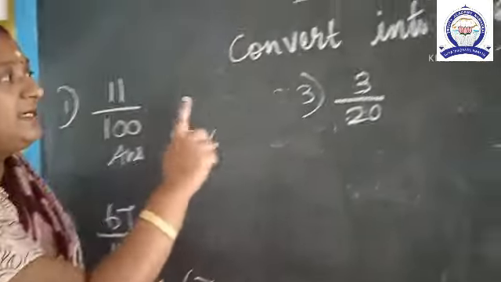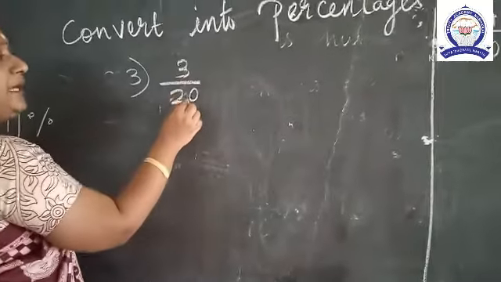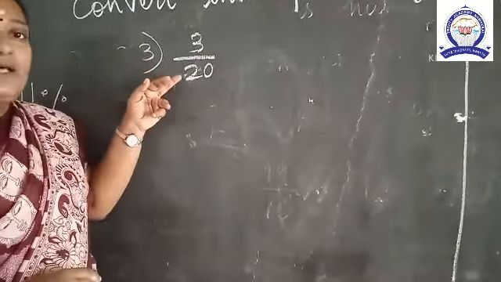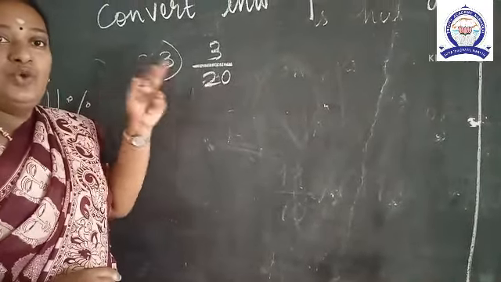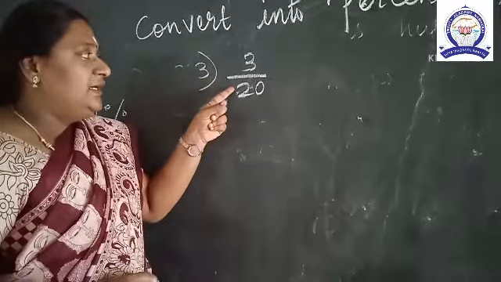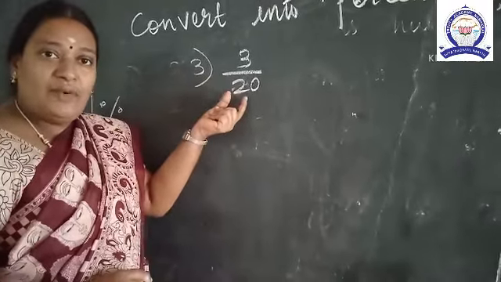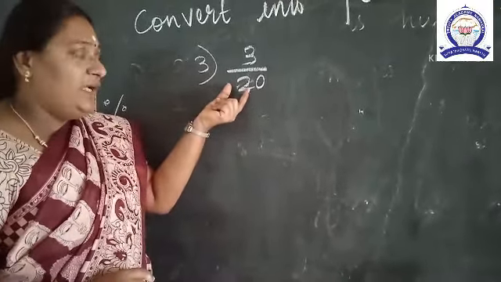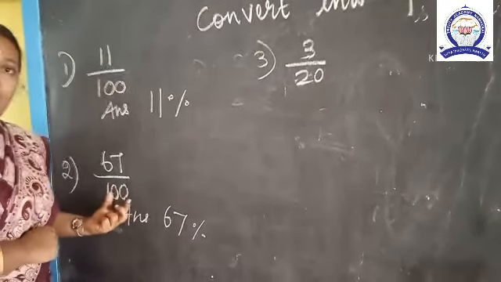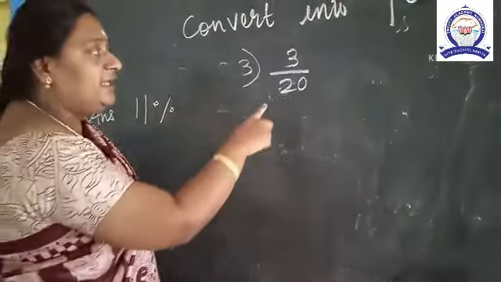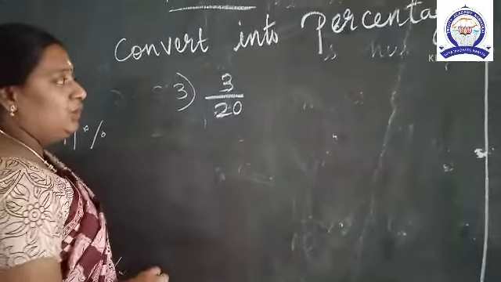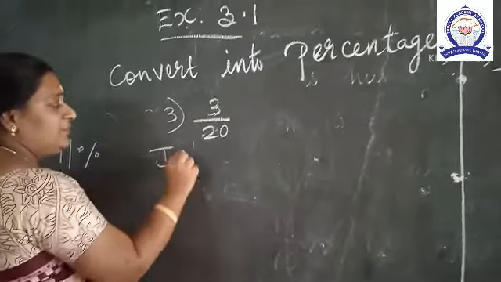Third sum, 3 by 20. Here in this fraction the denominator is 20. There are two methods. First method, we have to convert this denominator into 100. It should not stay 20; like the first and second sums, the denominator must be 100. So to make the denominator 100, what do we have to do? This is the first method.